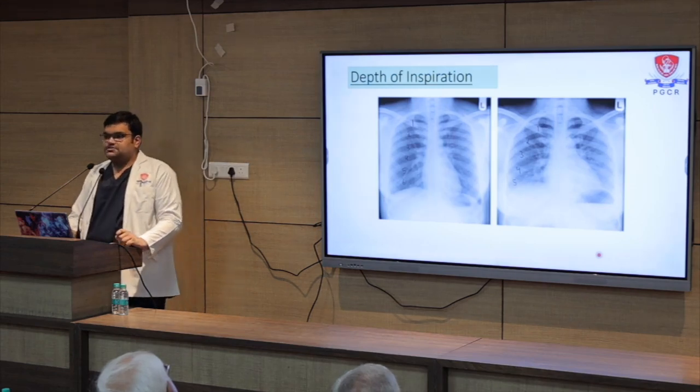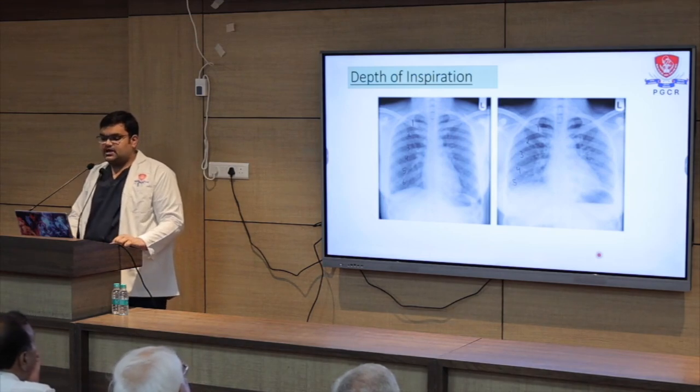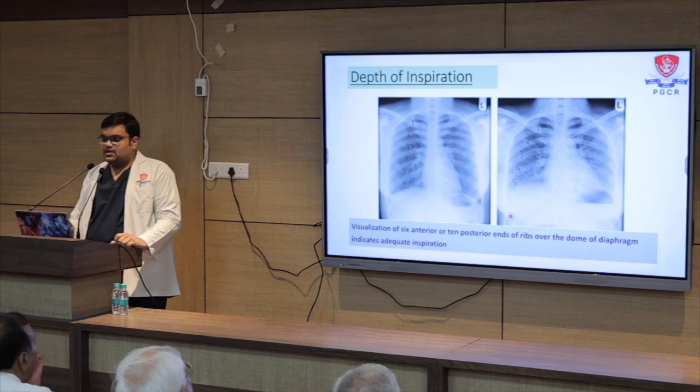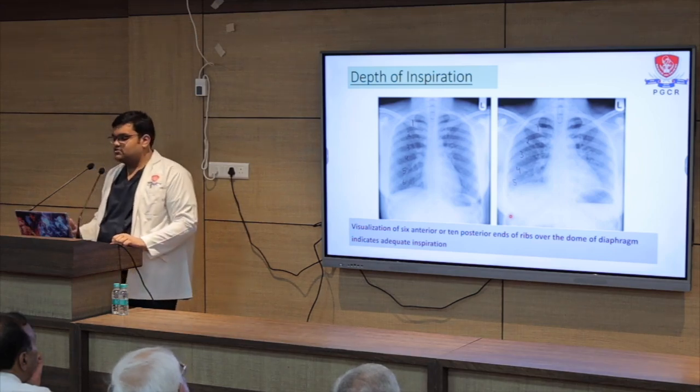Now we have inspiration, or rather depth of inspiration. The level of inspiration can be estimated by counting the number of ribs. Visualization of 6 anterior or 10 posterior ribs over the dome of the diaphragm indicates adequate inspiration. So the first image is an example of adequate inspiration. The second is an example of shallow inspiration. Now shallow inspiration will cause the lung shadows to be less prominent and the heart to appear enlarged.